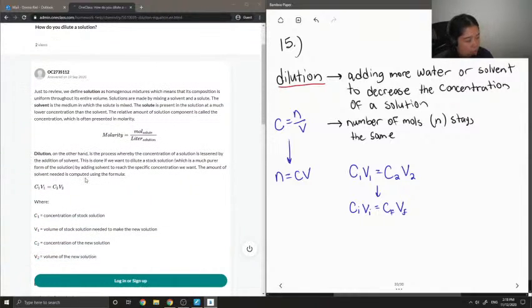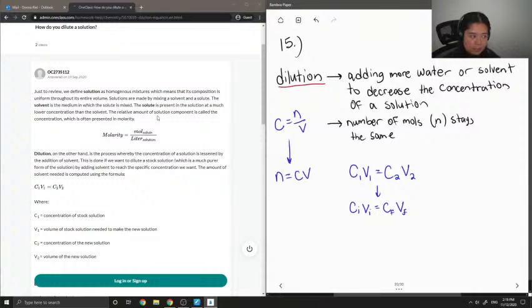So let's see what our junior tutor said. Just to review, we define solution as homogeneous mixtures, which means that its composition is uniform throughout its entire volume. Solutions are made by mixing a solvent and a solute. The solvent is the medium in which the solute is mixed. Solute is present in the solution at a much lower concentration than the solvent.